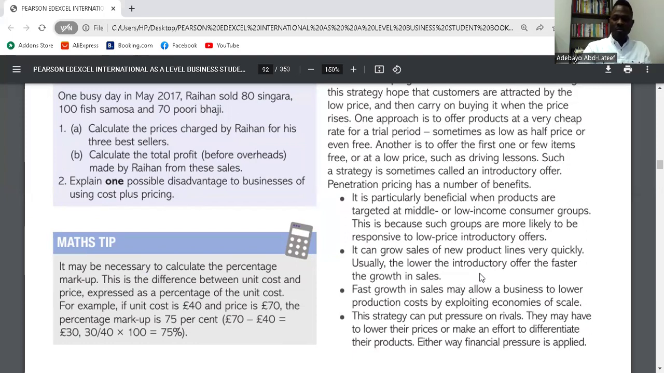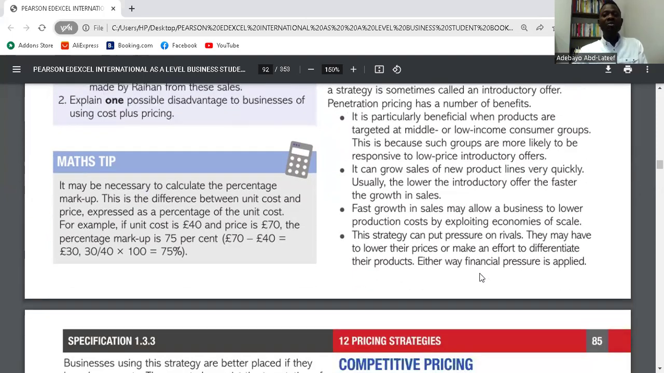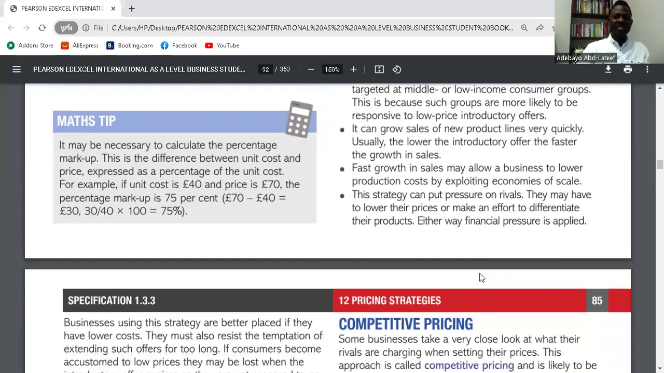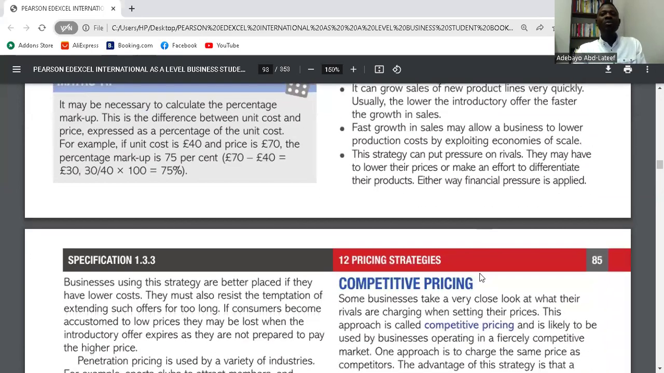Yes. So it can grow sales of new product lines very quickly. Usually, the lower the introductory offer, the faster the growth in sales. So it's a new product that you're introducing to the market. Selling at a lower price might allow it to sell so fast. The third one, this strategy can put pressure on rivals.